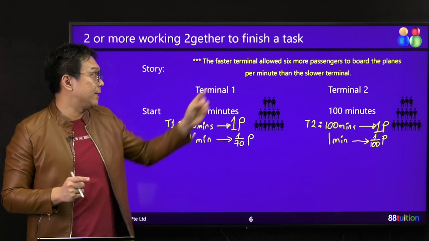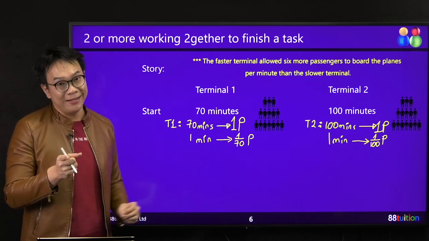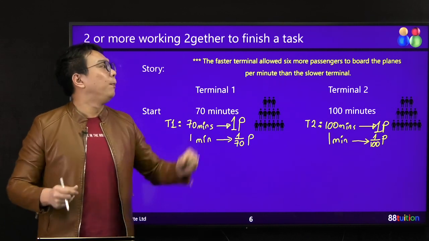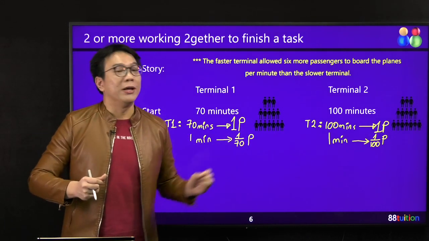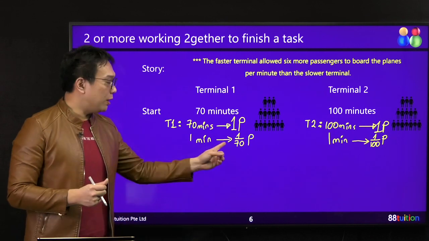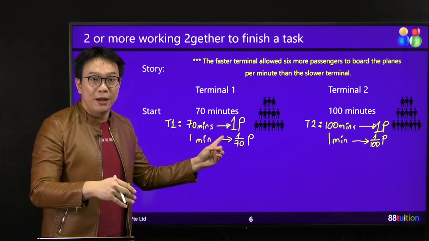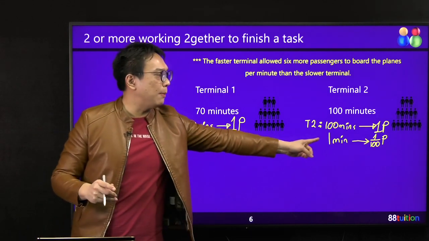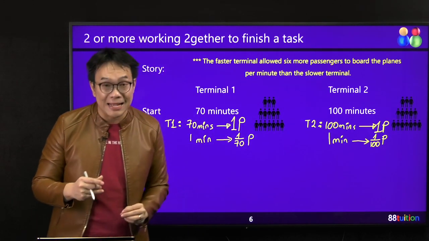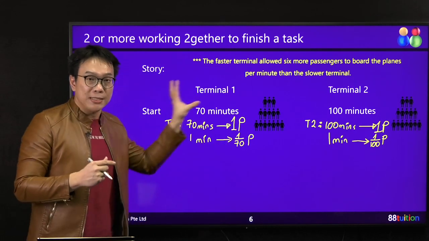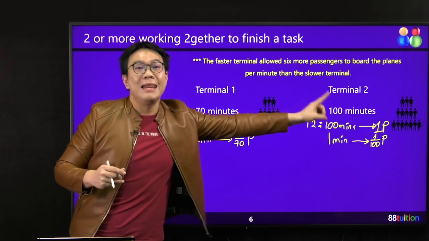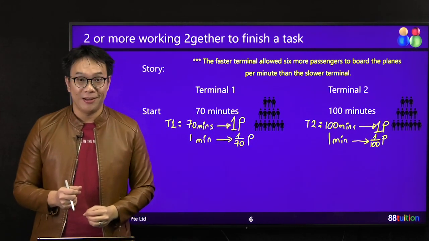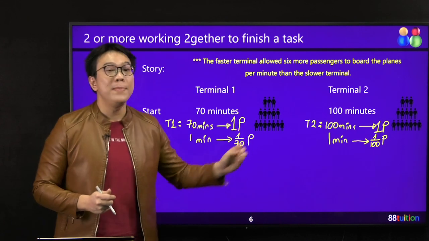This is very important. They say what? The faster terminal, who is the faster one? Thank you. This one allowed 6 more passengers to board the plane compared to the slower terminal. Can you see? So this one is able to clear more passengers in the same 1 minute. This one in the same 1 minute is a bit slower, so it clears fewer passengers. So this one clears more passengers, minus the one that clears fewer passengers, to give you the extra 6 passengers. Can you see now? You're comparing on a 1 minute basis.